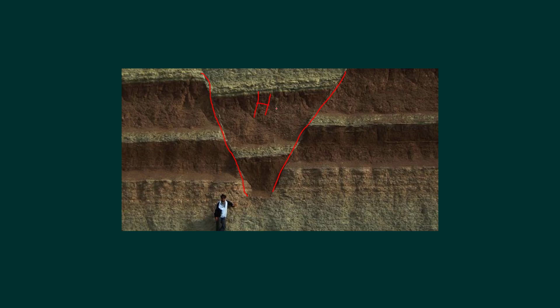This is the hanging wall for both this fault and this fault, right? This is underneath the fault. We're going to try to draw F for footwall. Ooh, not bad. Okay. And then this is a footwall over here, right?